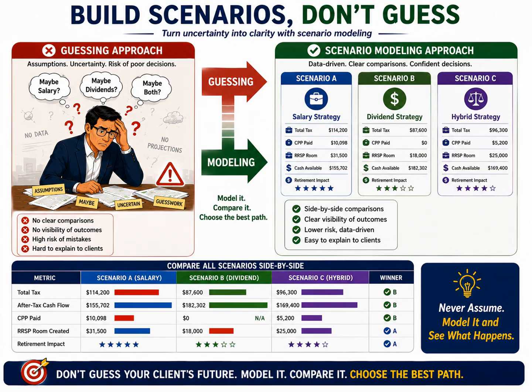Instead of asking, "What do we think will happen?" we can now ask, "What actually happens when we run the numbers?" This is a major shift in thinking. Planning becomes evidence-based rather than opinion-based.